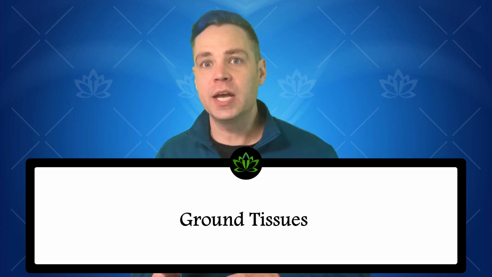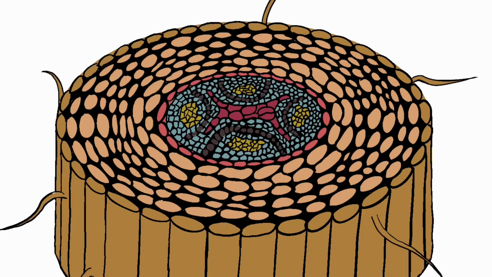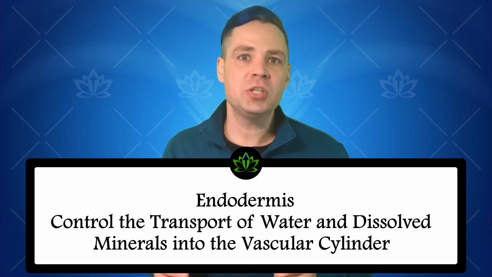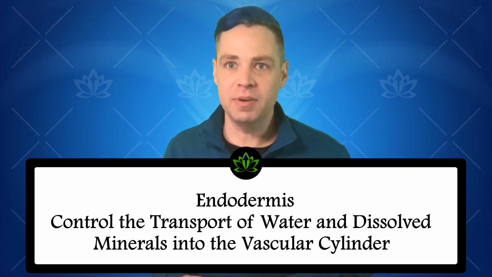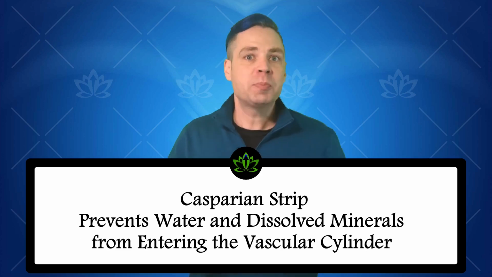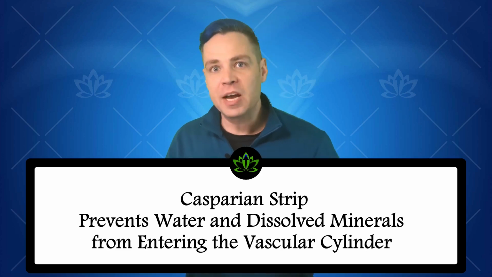Ground tissues called cortex surround the vascular cylinder and the pericycle. The cortex of the roots generally consists of parenchyma cells with large intercellular air spaces. The endodermis, the innermost layer of the cortex, adjacent to the vascular cylinder, is a layer of cells that controls the transport of water and dissolved minerals into the vascular cylinder. The endodermis layer contains a waxy substance called suberin, which creates a barrier called the Casparian strip, which prevents water and dissolved minerals from entering the vascular cylinder without passing through the endodermis cells. This allows the plant to control the uptake of specific minerals and prevent the influx of harmful substances.